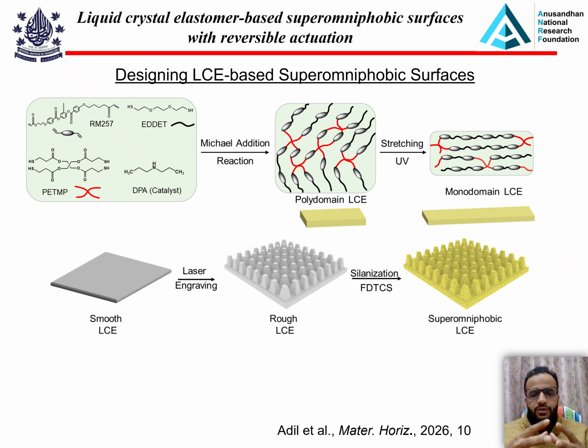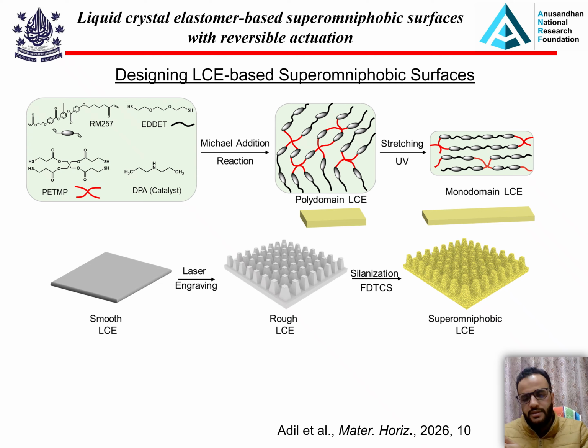So in order to design the liquid crystal elastomer, you need a liquid crystal monomer, a cross-linker, as well as a catalyst, and then we mix them together in an appropriate solvent, and there is a method of application for the liquid crystal elastomer, which is a very well known and well designed method. And then we design the monodomain liquid crystal elastomer, and then in the next step, this monodomain liquid crystal elastomer was engraved with the laser.